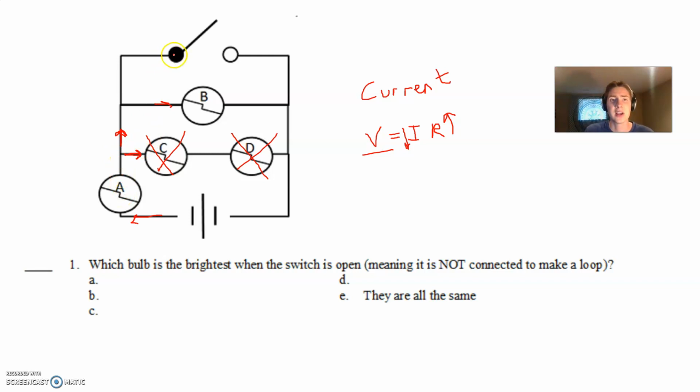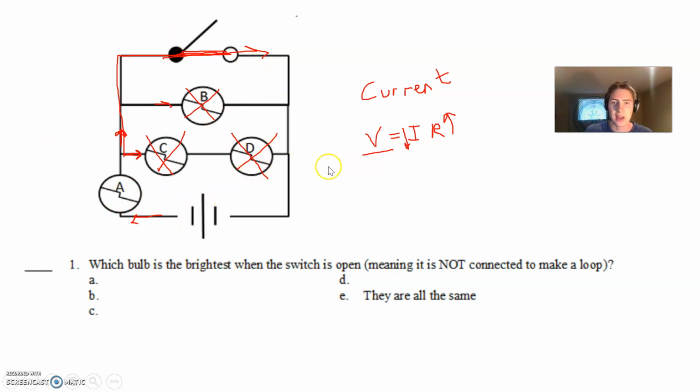And a cool fact is if we flip this switch, all our electrons, since this will be a zero resistance path, will immediately run up through here around this point right here. They'll skip all three of these, and A will actually be the only one that's lit. And so regardless of whether it's flipped or not, A is the brightest.